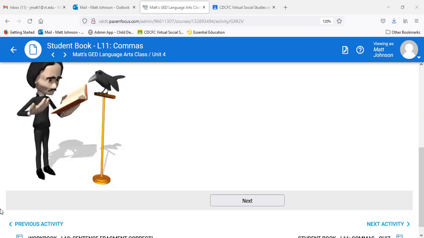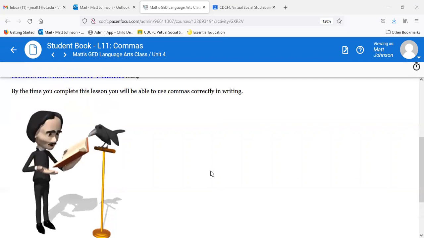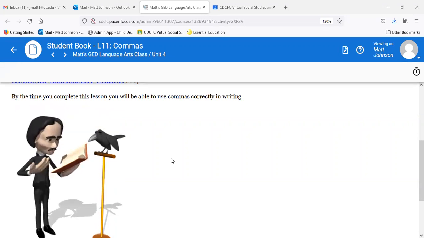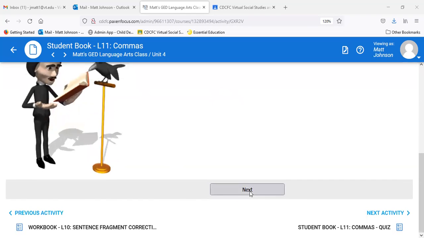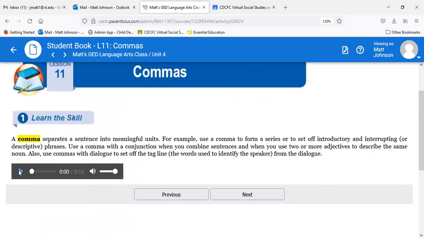Understanding how to use commas will be a big help, and that will also serve us when we go to the next lesson, which is on making more complex sentences, basically. So by the time we complete this lesson, you'll be able to use commas correctly in writing. It's probably the most common punctuation that you see within a sentence. Most sentences that are more than just a subject, verb, and your complete sentence idea will probably have a comma in there somewhere. So let's take a look here and listen to our audio.